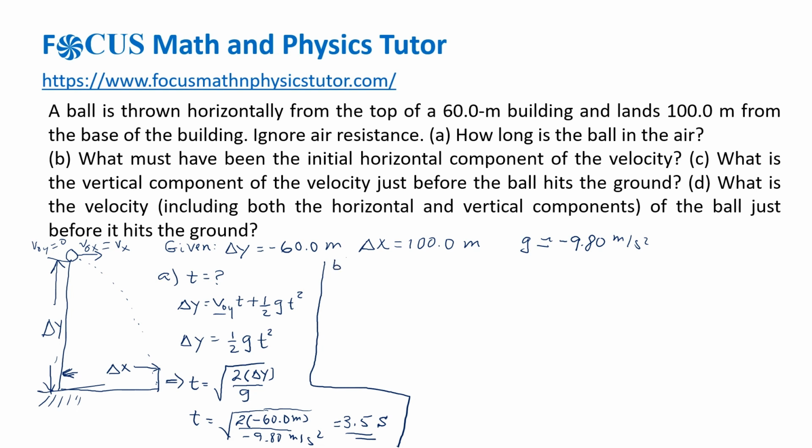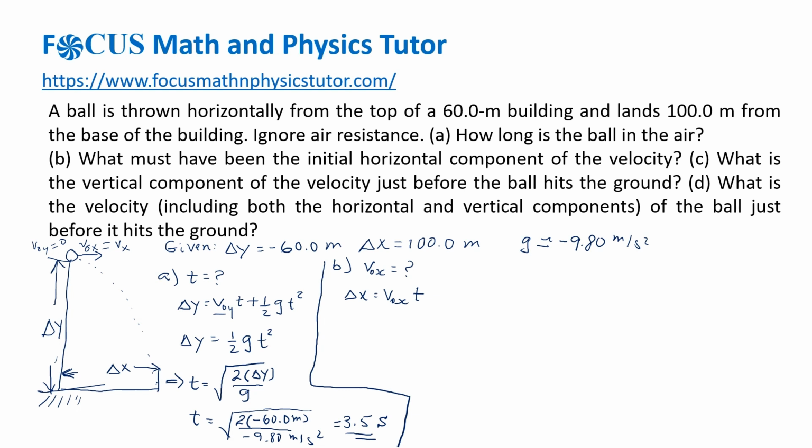B. What must have been the initial horizontal component of the velocity? We are asked to find v naught in the x direction. And we know that the displacement delta x is equal to the average velocity, which is constant in this case because the velocity in the horizontal direction is not changing, therefore it remains constant, multiplied by the time t.